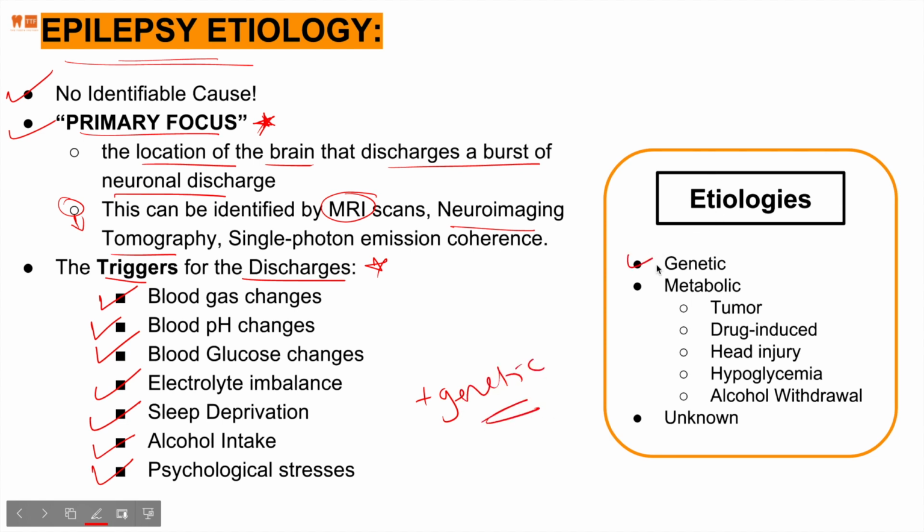So etiology is genetic, metabolic, and unknown. Unknown is a huge aspect. Genetic, we know that any familial tendencies could lead to a predilection for epilepsies. And metabolic, there could be some tumor in the brain, or a drug-induced epileptic episode, or head injury, trauma, in other words, hypoglycemia, and alcohol withdrawal can also lead to epilepsy.